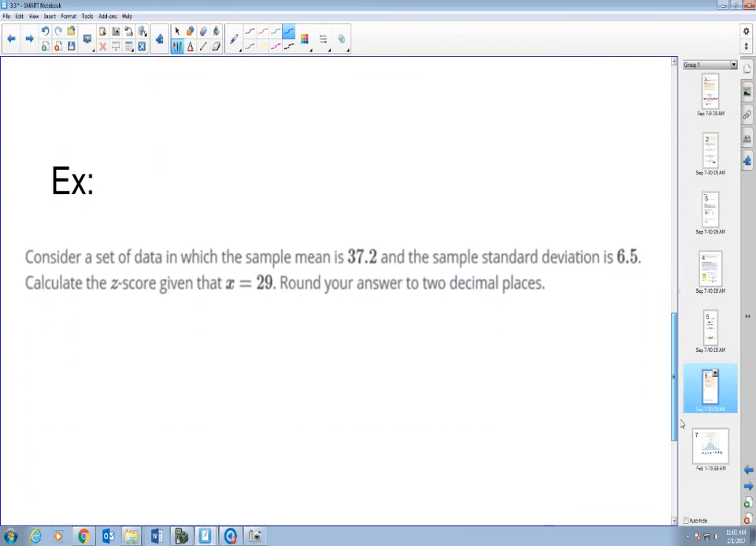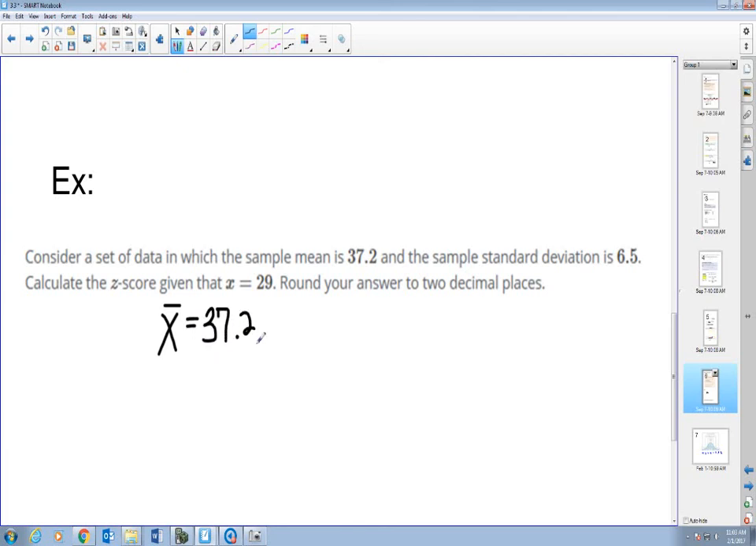So for example, if I have a set of data where the sample mean is 37.2, that means my x bar is 37.2.